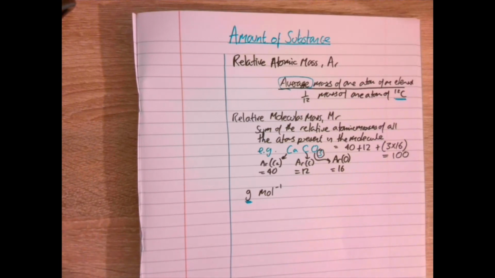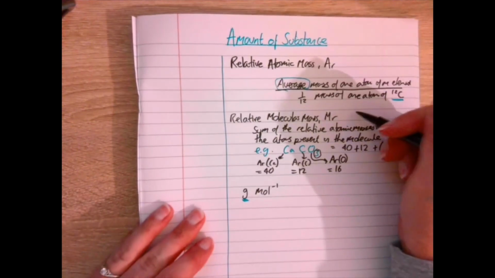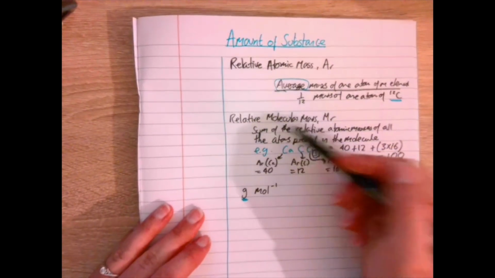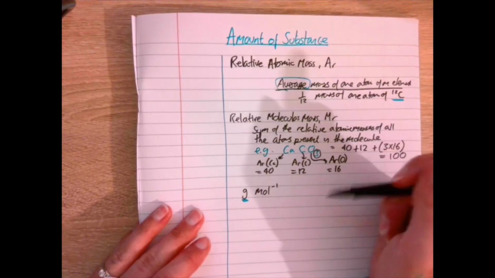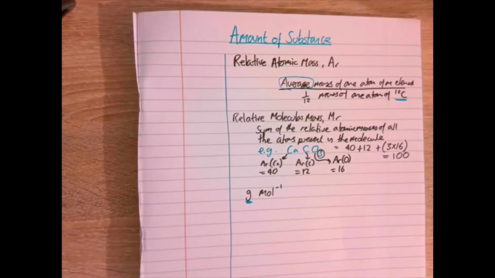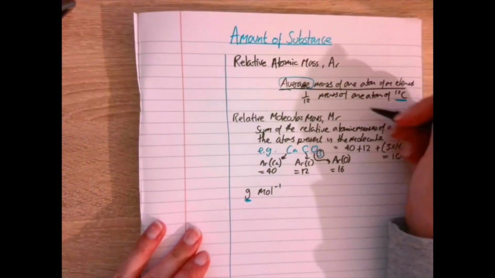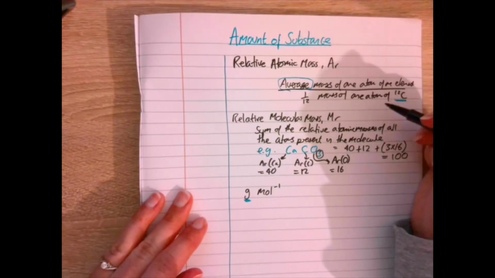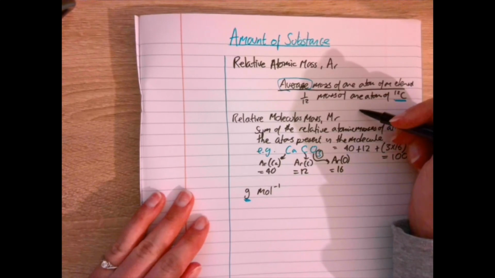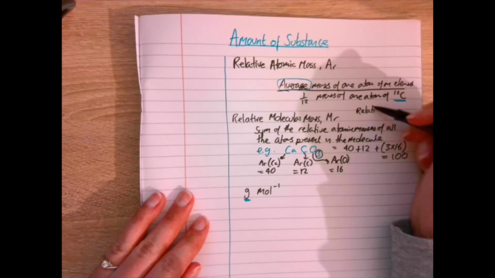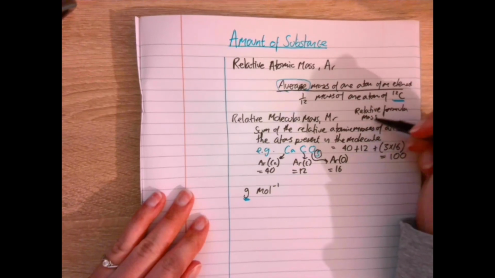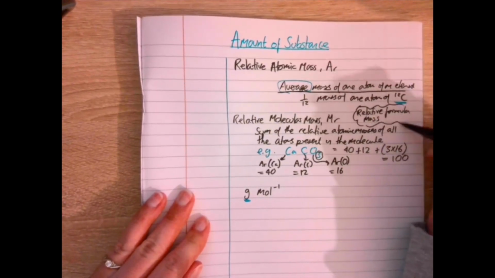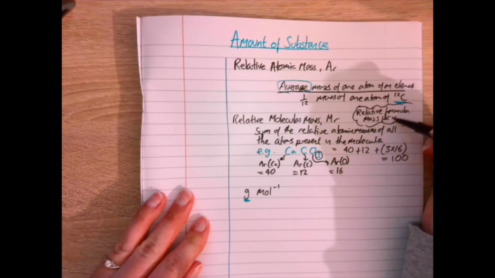The other thing to note is that for ionic compounds, even though they're not molecules, we still use the same symbol Mr, and we can still sum up the atomic masses. However, instead of calling it a molecular mass, because they don't form molecules, we call it the relative formula mass for ionic compounds.